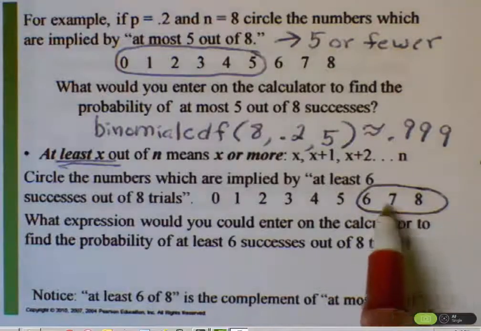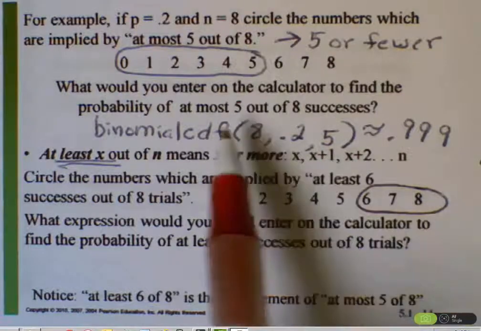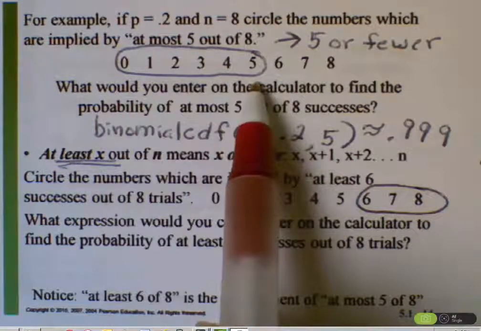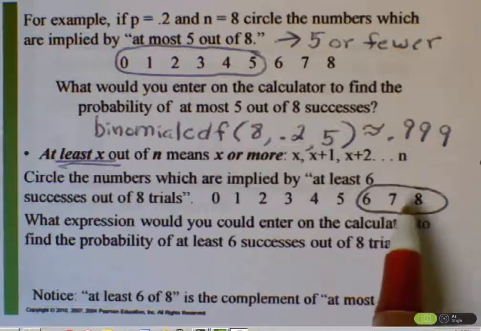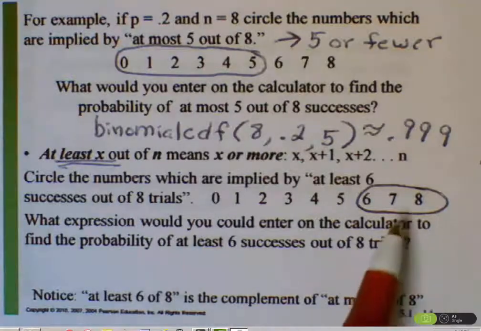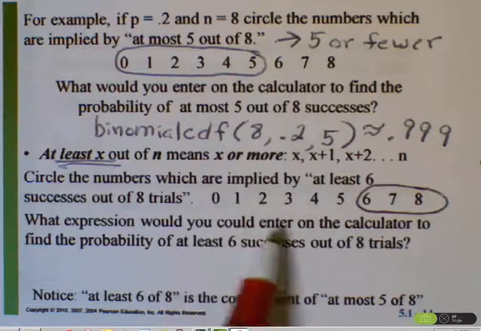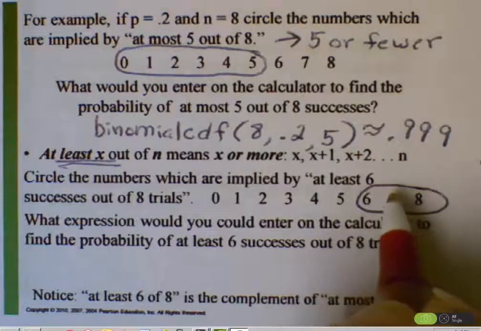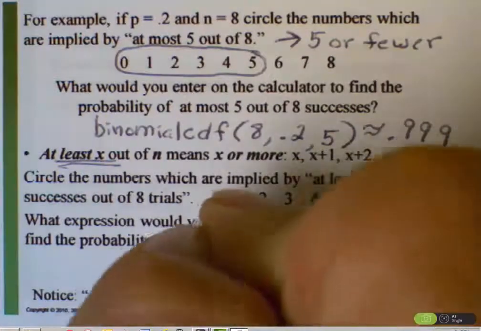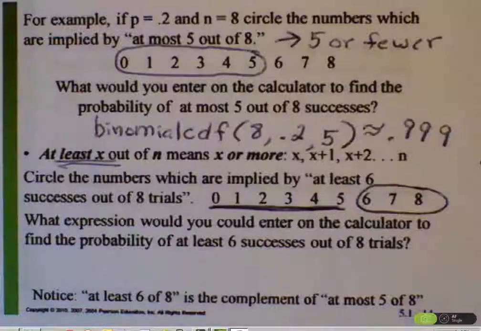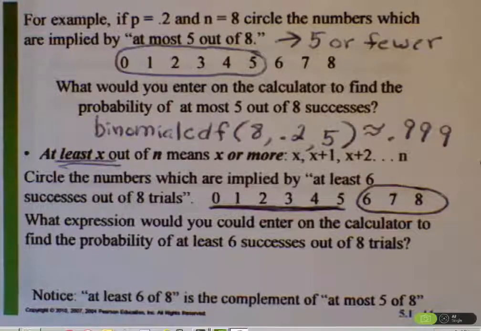Now, this is not the probability that the calculator will give me. Binomial CDF always starts at 0 and adds until I tell it to stop. It won't start with 6 and add to where I tell it to stop. So somehow I have to figure out how to get the probability of at least 6 using what the calculator will give me. Well, notice that if at least 6 means 6, 7, or 8, the complement of that is 0 through 5, and that is what the calculator will find for me.